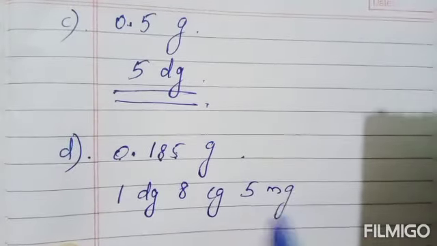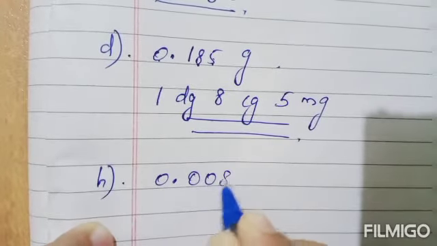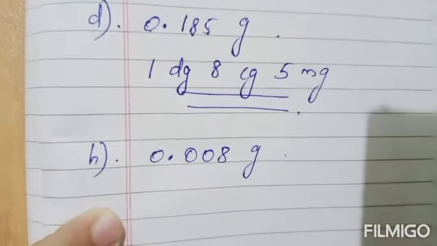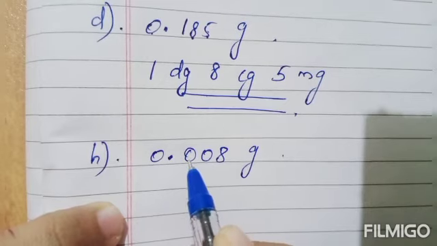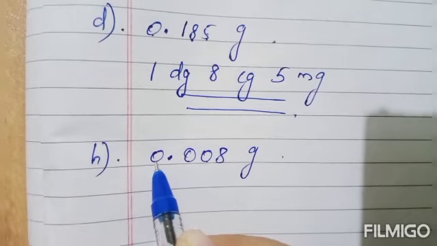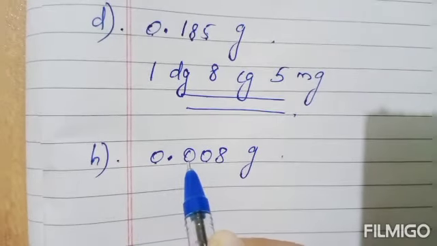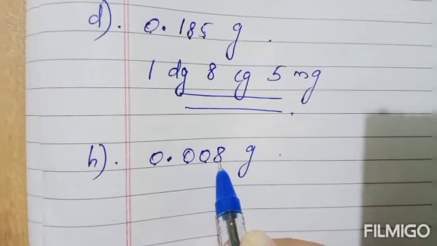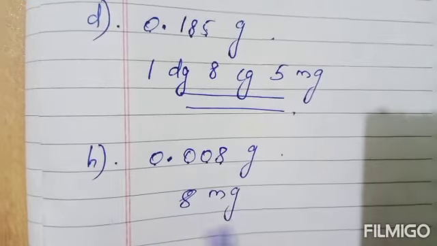Okay, next in that H, last one, 0.008 gram. So here before decimal point 0 is coming. 10th place, 100th place is also 0. So this is gram, 0 gram. Similarly 0 decigram, 0 centigram. But at 1000th place, that is milligram's place, it is 8. So you can write 8 milligram.